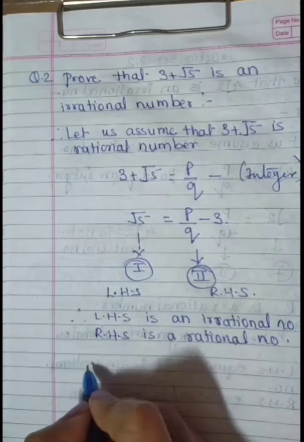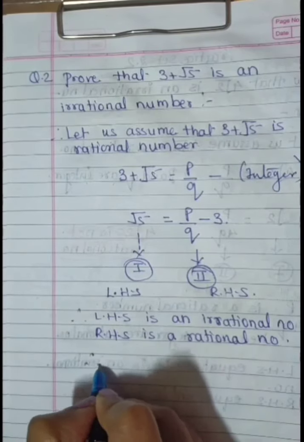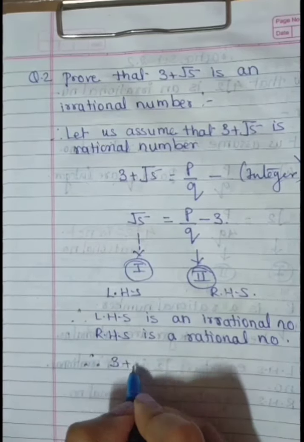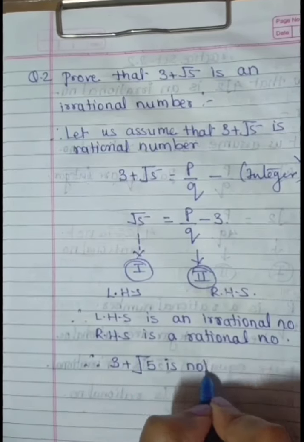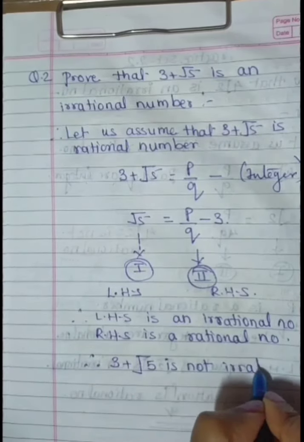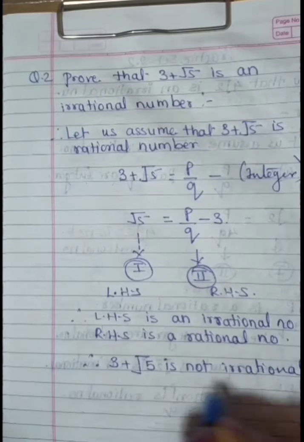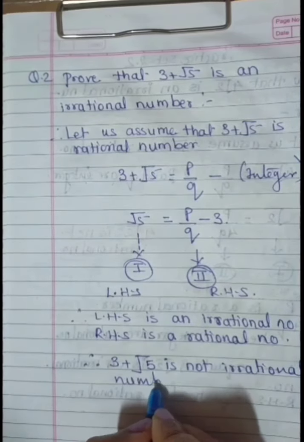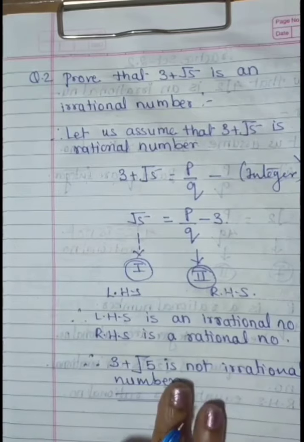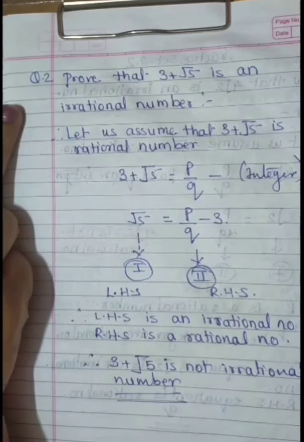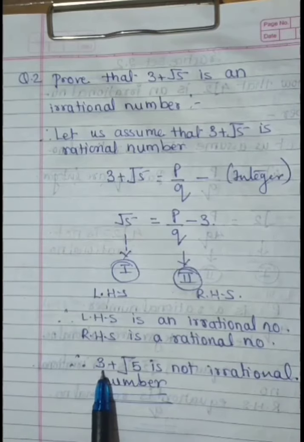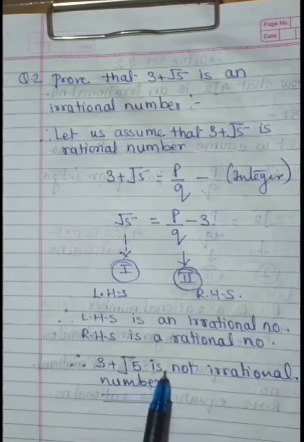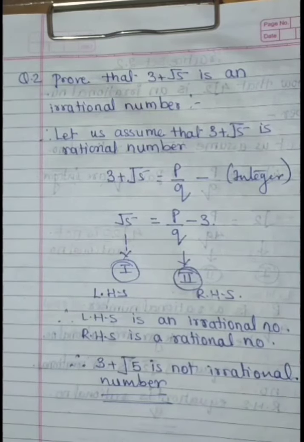So therefore 3 plus root 5 is not a rational number. We solved question number 2. So 3 plus root 5 is an irrational number.